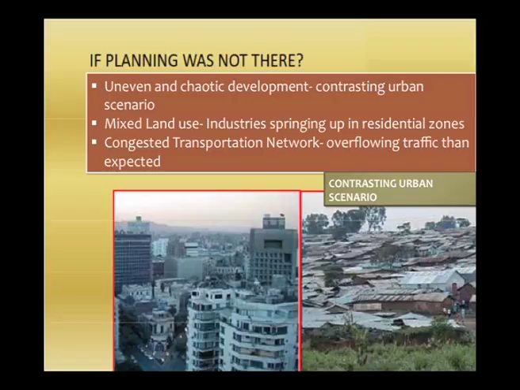congested transportation network where you have overflowing traffic than expected. That usually happens in most cases because the projected population and the current population are never to be the same. It is always exponentially larger, and when the infrastructure is not there to support this population explosion, there is always congestion caused in the streets and other transportation networks.